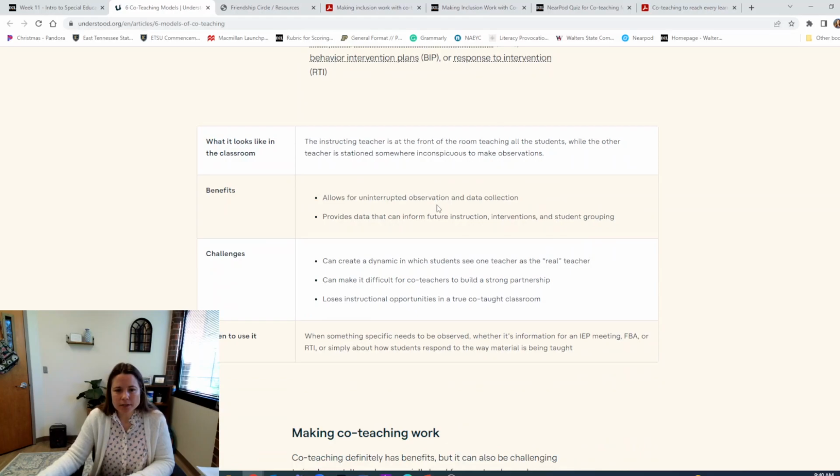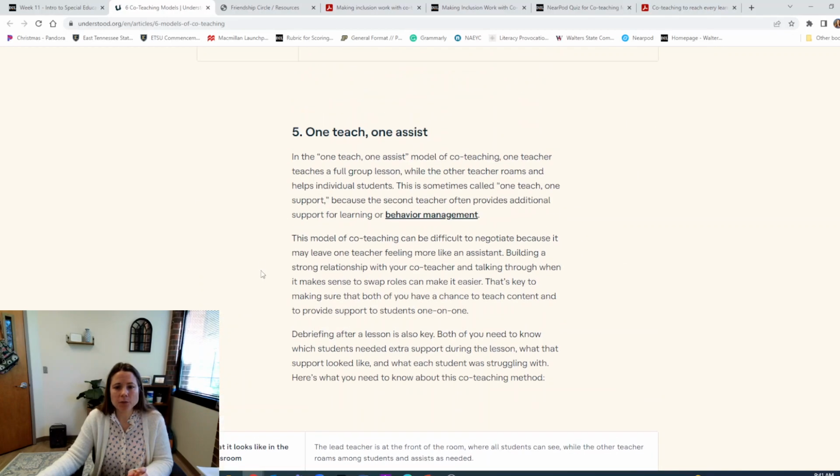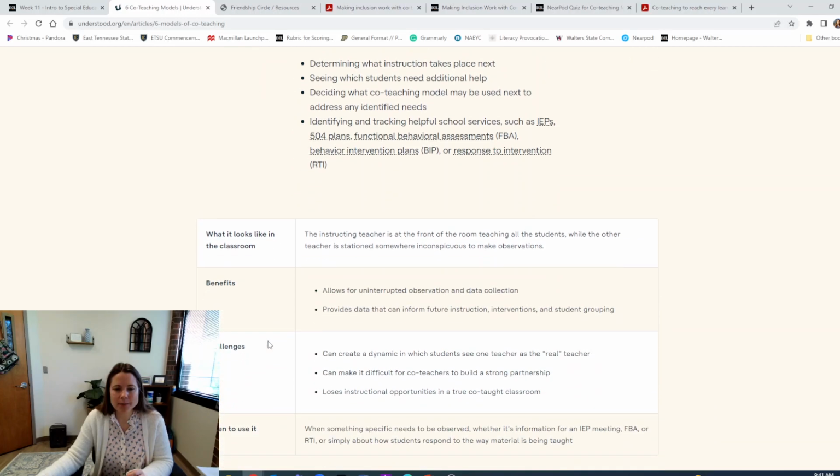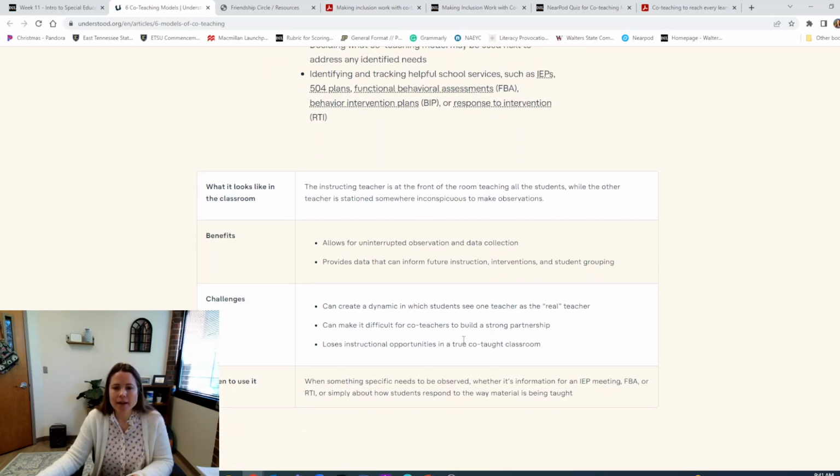So we said what it looks like. The benefits, as we already mentioned, are that it helps with data collection, right? So this allows you to do it uninterrupted because you're not going to be bothered with supporting them at that time. Your sole responsibility is going to be getting that data. The other benefit is that it allows you to plan for future instruction, intervention, and grouping.